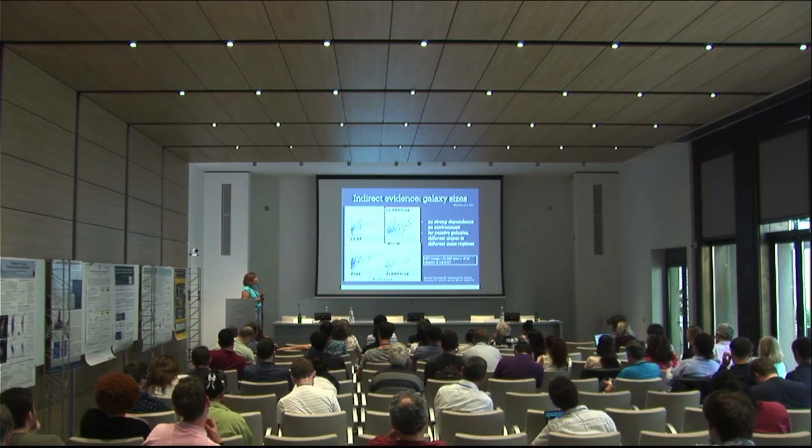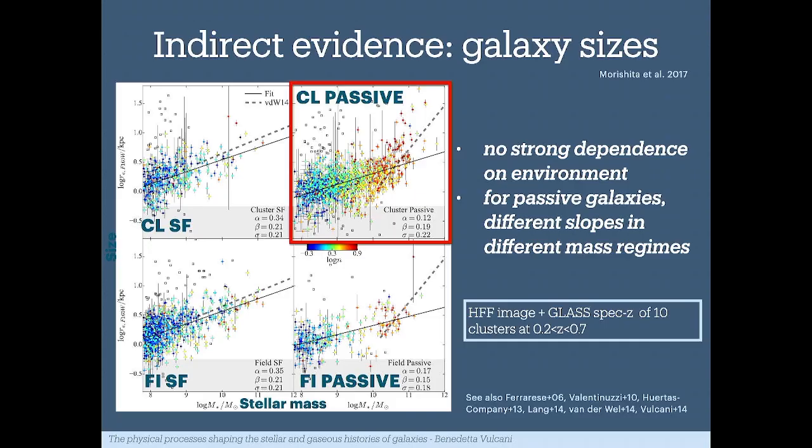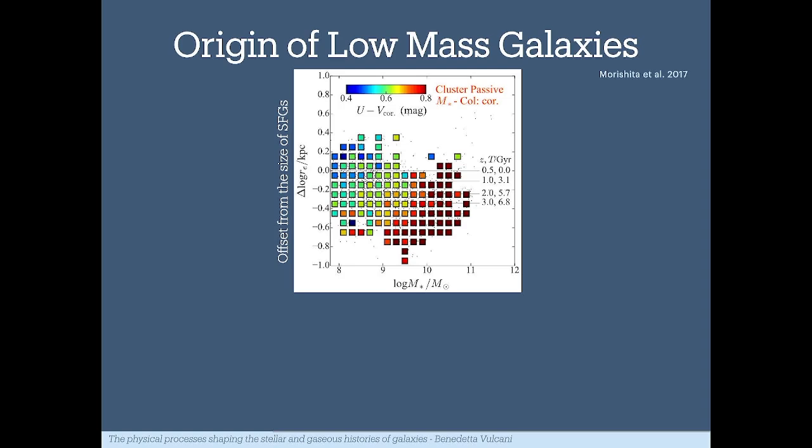So what we can do is to measure at each stellar mass the difference between the size of the cluster passive galaxies and the size of the field star-forming galaxies. And this is shown here. Here we have the offset for the size of the star-forming galaxies in the field as a function of stellar mass. And here we color code the points based on the U-V color that can be used as a proxy of the age of the galaxy. And what we see is that massive galaxies are already very red and are here. And so these galaxies have been quenched forever.